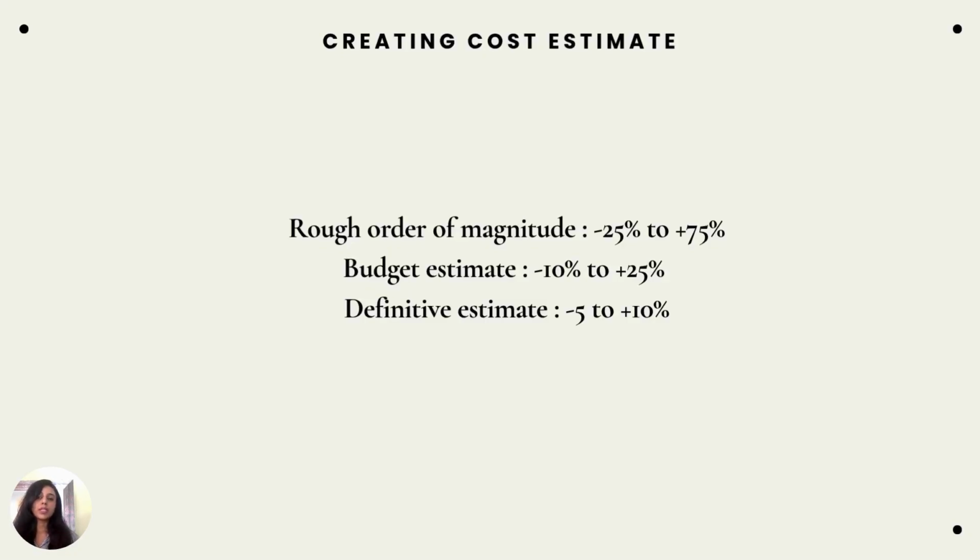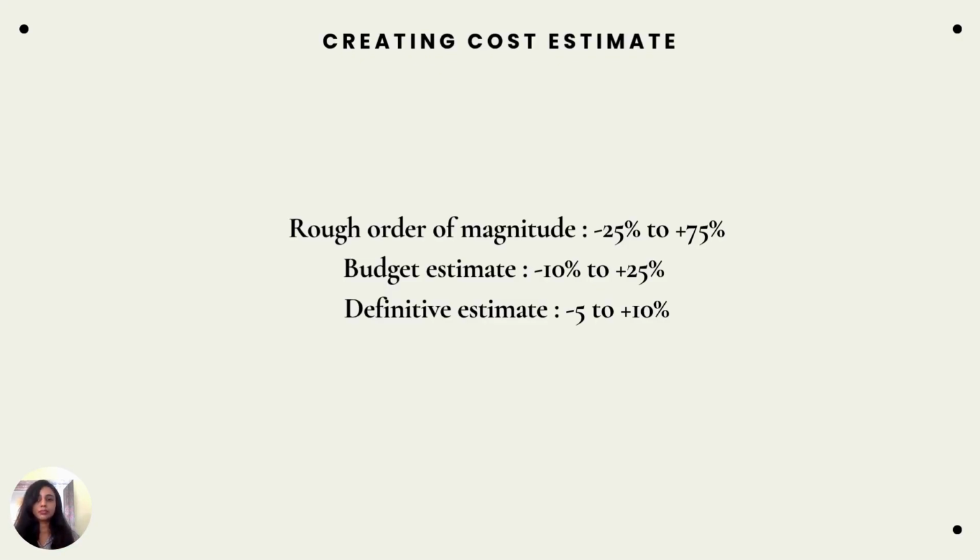Now, creating the cost estimates. You can create cost estimates in three ways. You can give a rough order of magnitude, that is a rough estimate. For example, an expert might come and say the project will cost between X to Z a month. They're not going into each task and estimating the cost, they are just giving a rough order of magnitude. It could be anywhere between minus 25% to plus 75%.